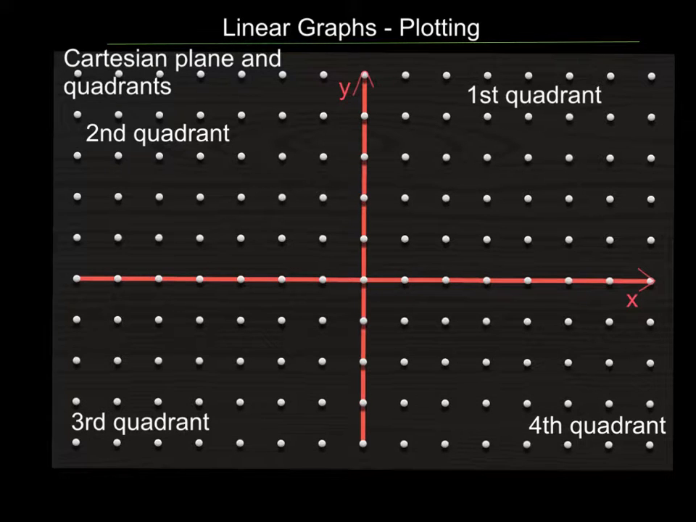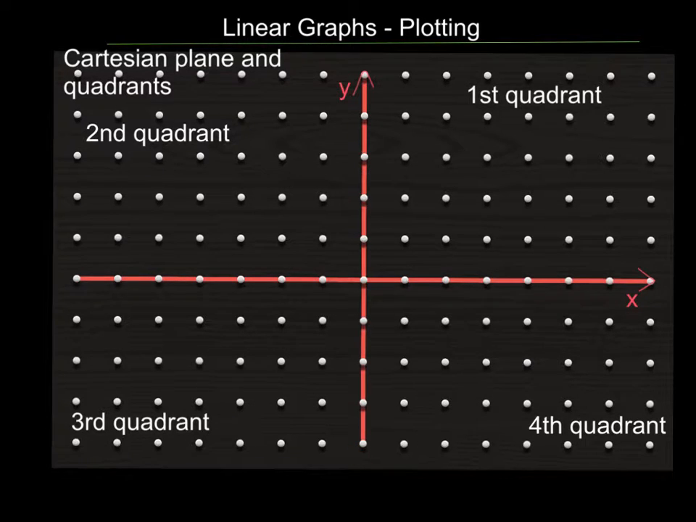In maths, we plot our graphs on a Cartesian plane. A Cartesian plane is a flat surface that goes on forever in every direction, and we use two axes to do our plotting. We use an x-axis, which runs horizontally, and a y-axis, which runs vertically.